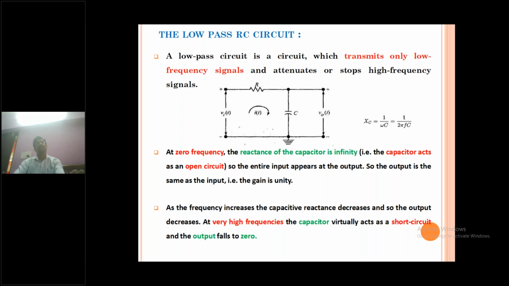Now this equation of the reactance is X equal to 1 by 2 pi fC. So here I will consider different cases. What are the different cases? At zero frequency, what is the capacitor reactance value? Similarly, at f equal to some finite value, what is the capacitor reactance? Similarly, at f equal to high frequency, what is the capacitor reactance value? These three values mainly we are considering here.